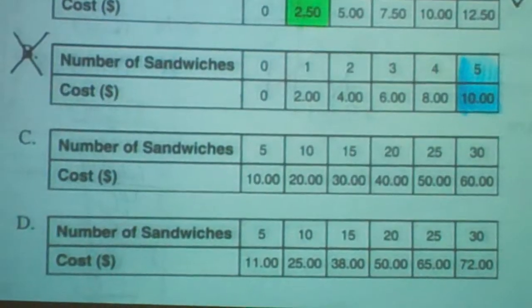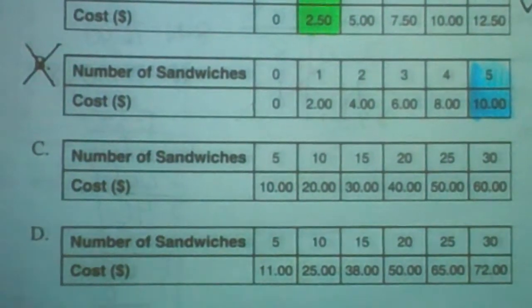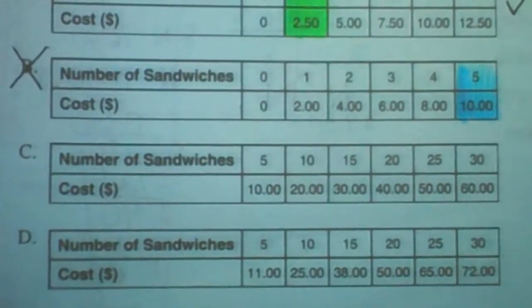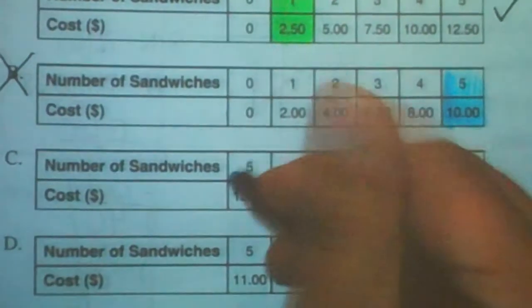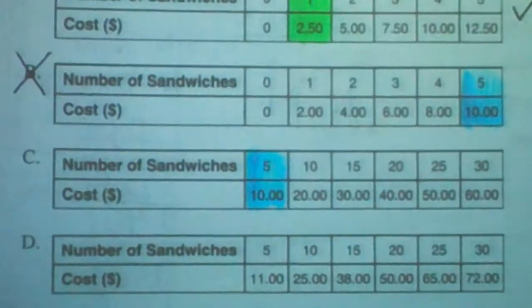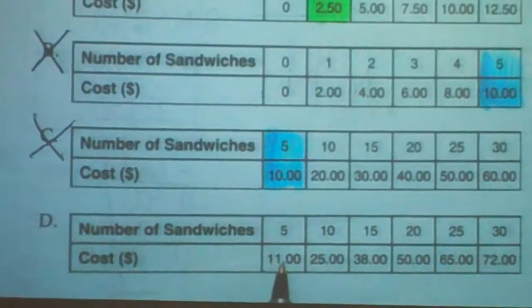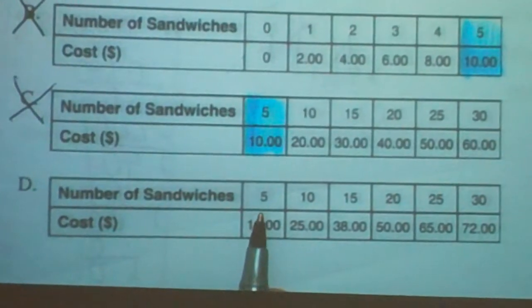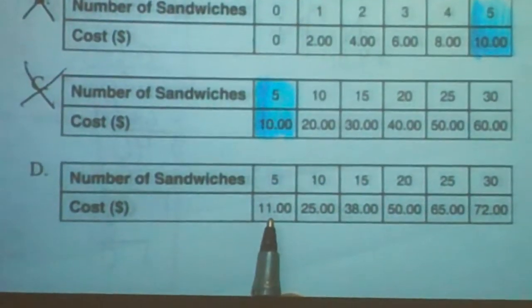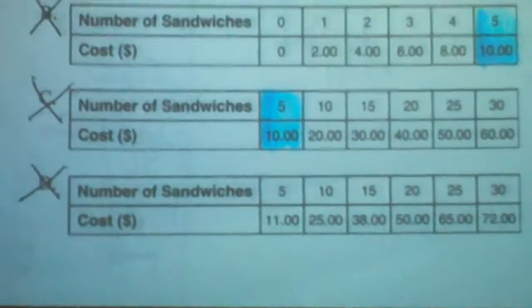If you look at letter C, some people think of it and say, oh, this is definitely a ratio table. However, it has the same exact wrong numbers. 5 sandwiches is $10, not according to the graph. And then letter D is completely wrong because it rolls the 5s, but if it's a ratio table, it would roll the 1s as well, and this doesn't even roll the 1s. This one's not even a ratio table.